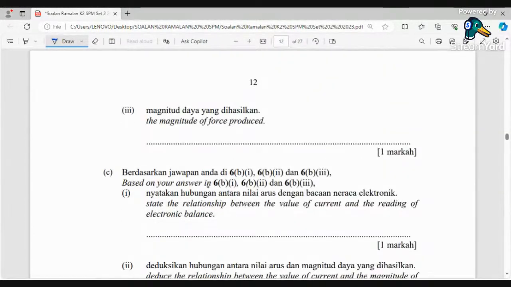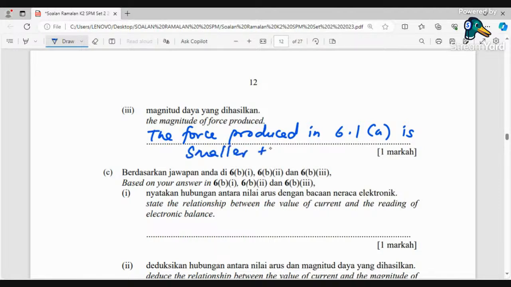And then compare magnitude of force produced. Okay, you can see the reading of the balance represents force. So means the force produced in 6.1A is smaller than in 6.1B. Okay, and then C1, state relationship between current and reading of electronic balance.